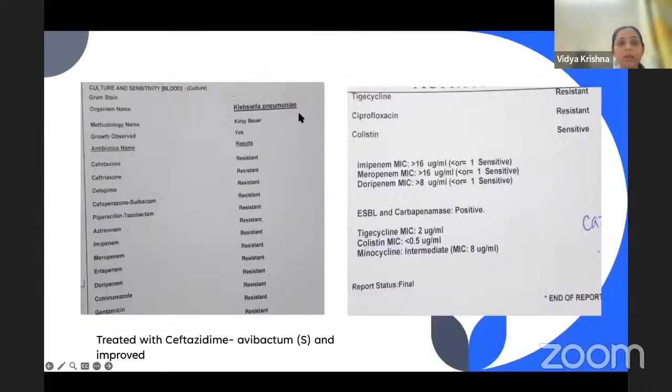So this child finally had a Klebsiella pneumoniae in blood, which was resistant to tigecycline and sensitive to colistin with an MIC less than 0.5, but for tigecycline, you look at the MIC, it is 2. So it was useless. That was the empiric therapy this child got. Somehow this child did not get better. So this child was treated with ceftazidime-avibactam. Subsequently the ceftazidime-avibactam sensitivity was also reported. It was sensitive, we continued it, and the child improved.